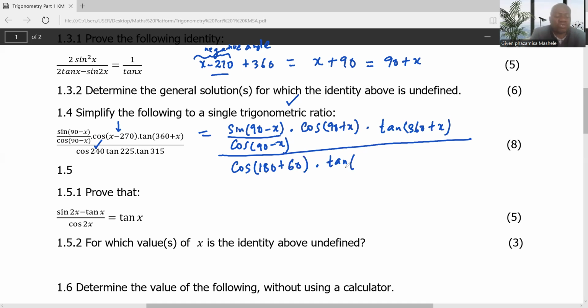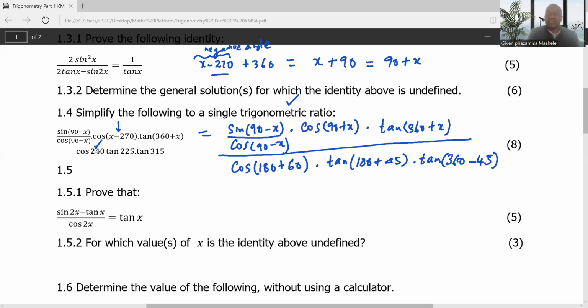225. 225 is close to 270, but let's use 180 plus. So 225, you know why I'm using 180 plus? I'm avoiding co-functions. 180 plus 45. Times tan 315 is closer to 360, but it's below 360. So which angle can I subtract from 360 to get 315? Obviously, it's 45.